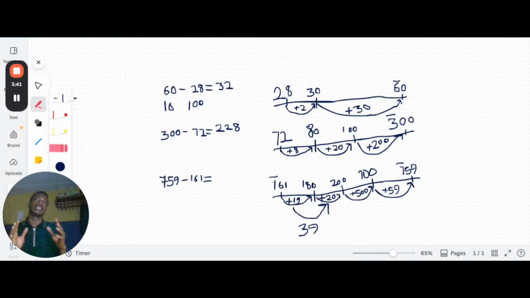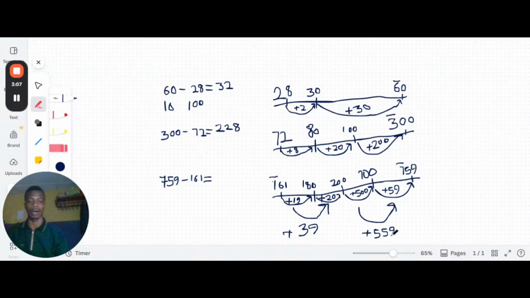We're going to break it down and solve them little by little. Remember, the idea I'm trying to communicate is that if what you're subtracting is complicated, you break it down into smaller steps and it will be a bit easier. 19 plus 20 is 39. Alright. Now 500 plus 59 is 559.